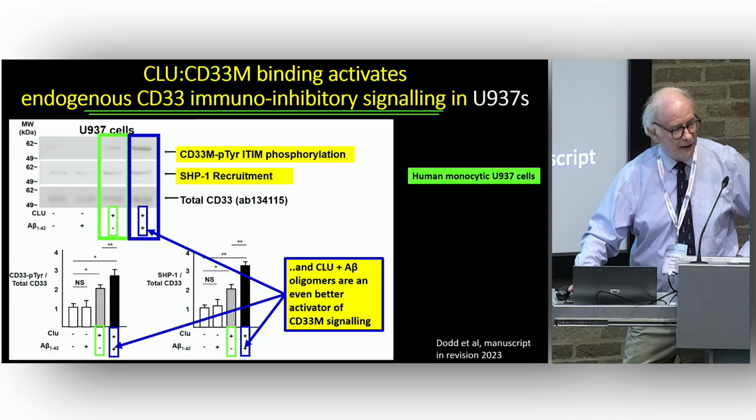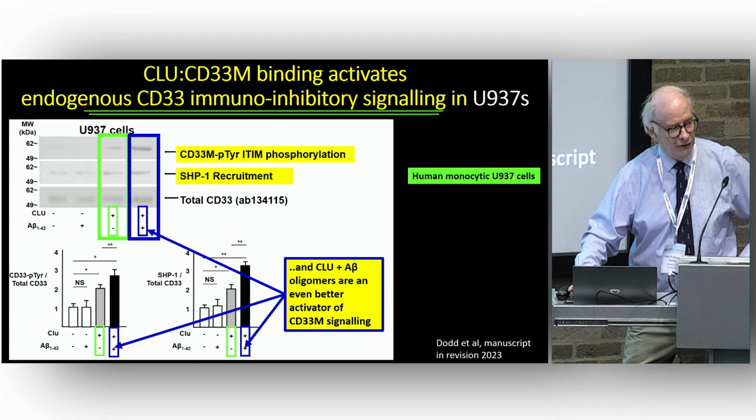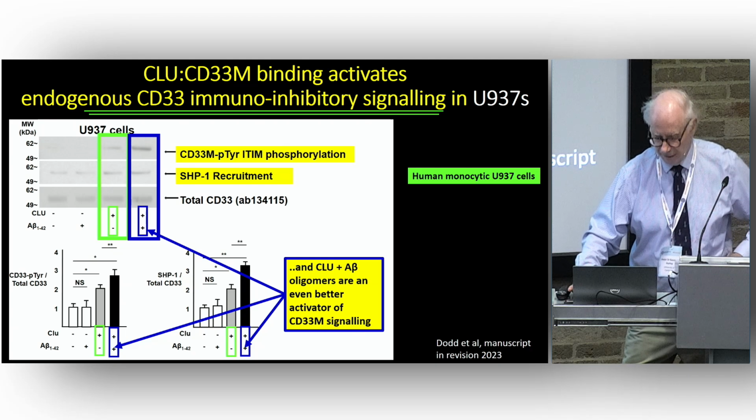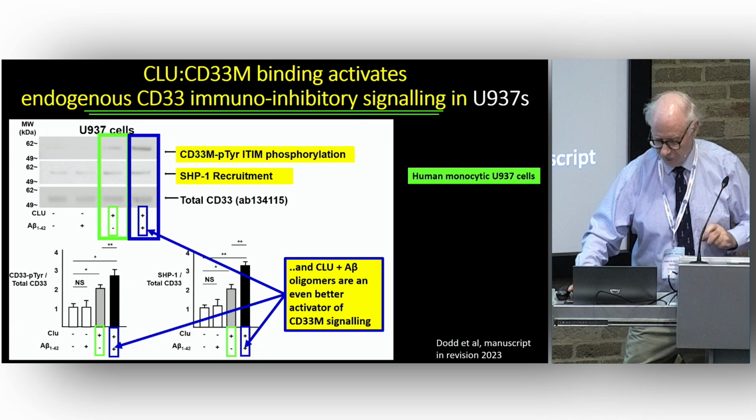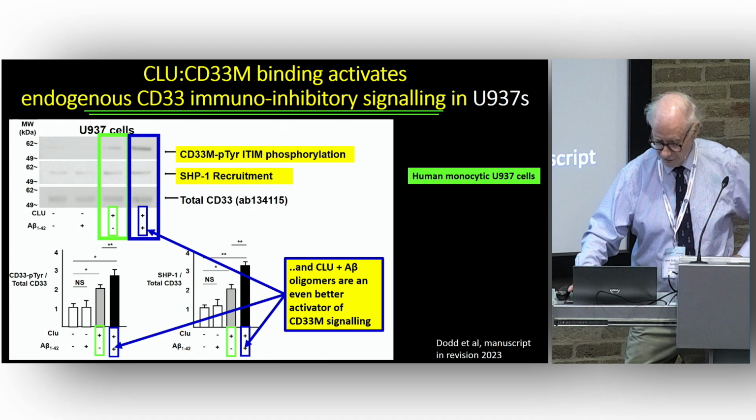In contrast, if you added A-beta as well, so premixed the A-beta with the clusterin and then put that on together, you actually got a much better activation of the signaling pathway. And this wasn't due to any change in the binding avidity. It appeared to be just some conformational change, which makes it a better ligand without changing the binding affinity.